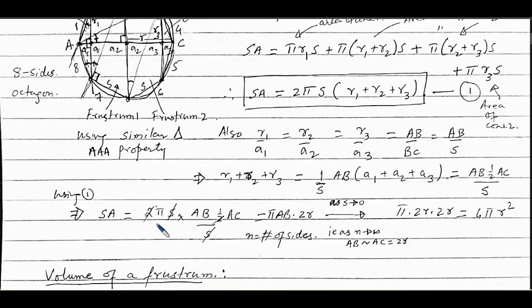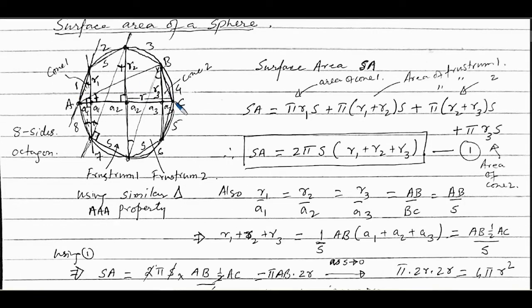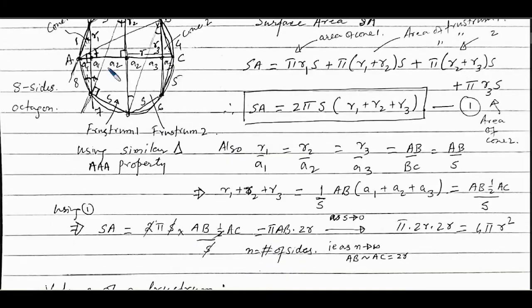So this S gets cancelled, and this 2 gets cancelled from here. So I have pi AB times 2R. As S tends to 0, this AB will fall on the diameter. The length of AB will be equal to the diameter. So I now write diameter is twice R.